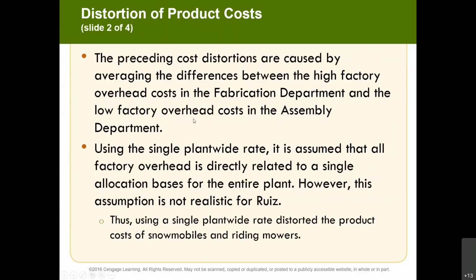So these types of distortions are caused by averaging the differences between the high factory overhead costs in the fabrication department and the low factory overhead in the assembly department. So using the single plant-wide rate, we assume that the factory overhead is directly related to a single allocation base for the entire plant. However, using the single plant-wide method is not realistic for our example company. And the reason is because the product costs are significantly different for both the riding lawnmowers and the snowmobiles.